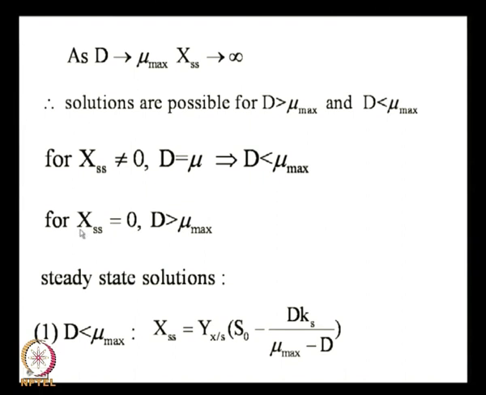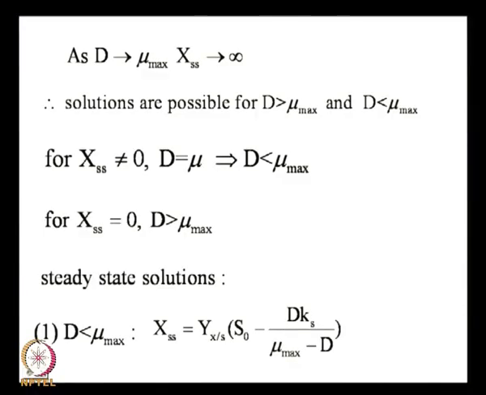What does this physically mean for you? It means that if dilution is very large, then it will sweep the cells away, it would take things away with it. If D is very large, then the residence time in the reactor is very low, because D goes as 1 over tau. If the residence time is very low, it means that the cells are not getting enough time to react and grow. So, this is the physical interpretation.